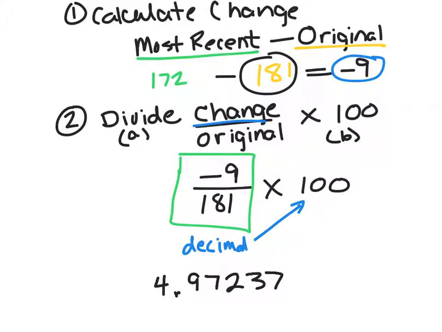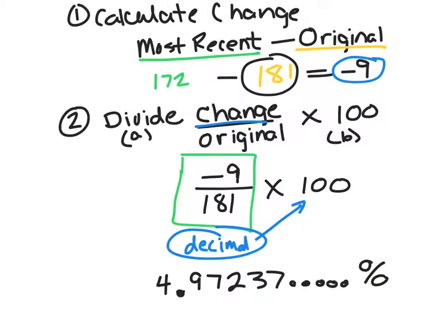4.97237, and a bunch of other stuff. I could keep going on and on and on, which is why I'm writing the dot, dot, dot right there. Okay, because it could really go on and on. So how do I decide how to round? And by the way, this is a percent we're talking about, because again, I took that decimal from the previous step, went ahead and multiplied it by 100, so that converted that decimal into a percent. So how do I figure out how to round this crazy percent?